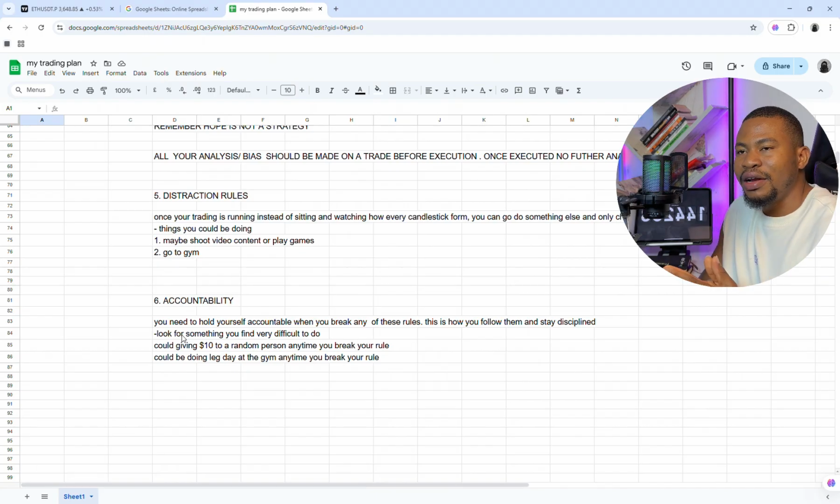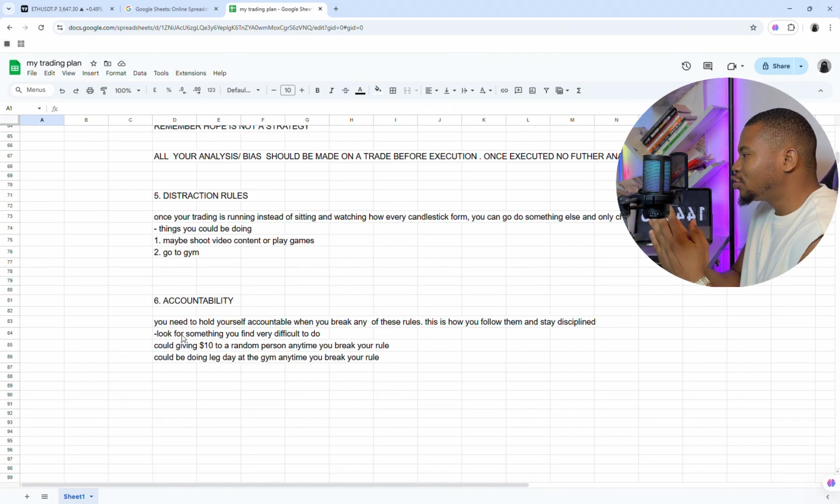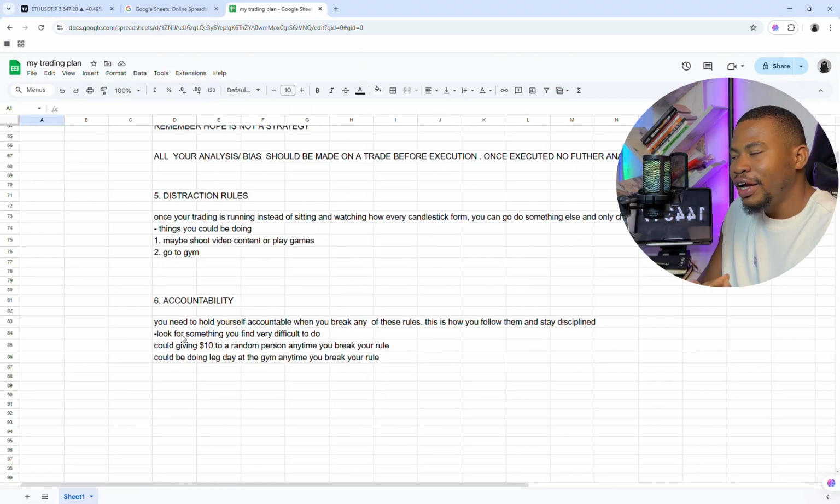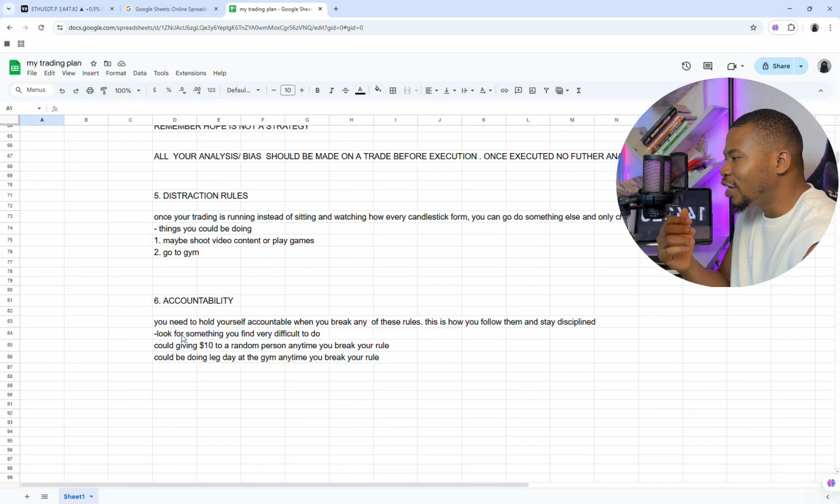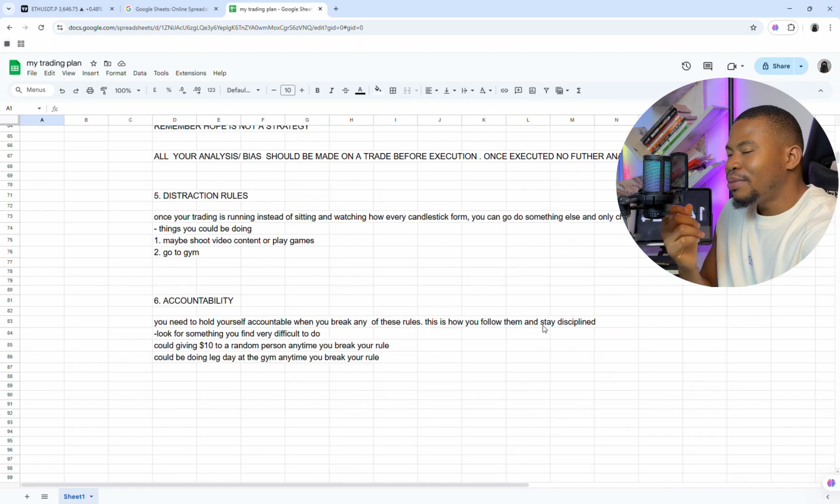So when you remember that if you break your rule, you're going to do this thing, or you're going to go back to this thing, you'll be like, I don't want to break it. So holding yourself accountable is going to help you to be disciplined enough to actually follow this rule. That is what accountability is all about. You need to hold yourself accountable when you break any of these rules, and this is how you follow them and stay disciplined. Look for something that is very difficult to do.